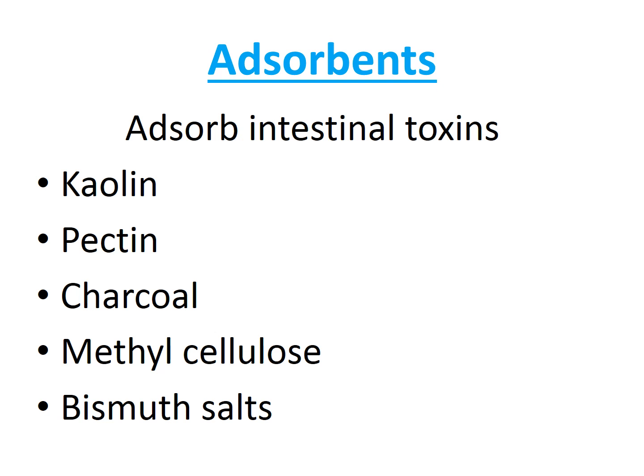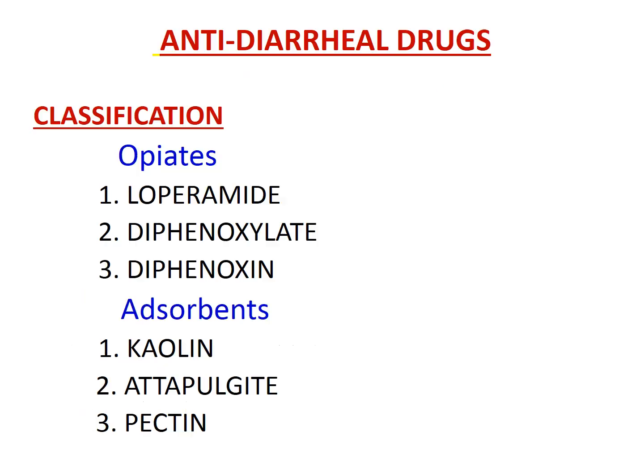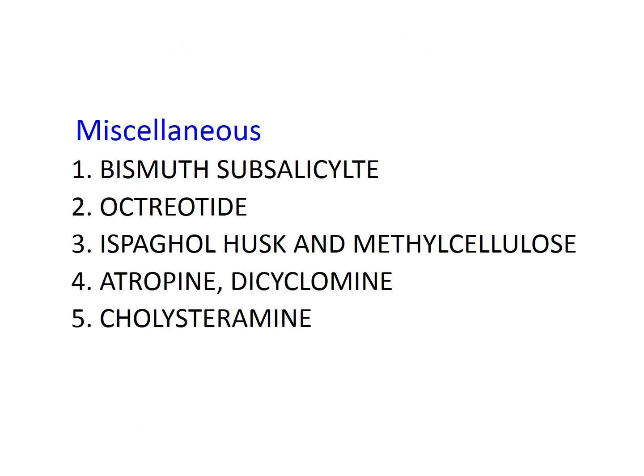Adsorbents that absorb intestinal toxins include kaolin, pectin, charcoal, methyl cellulose, and bismuth salts. The classification of antidiarrheal drugs includes opioids, for example loperamide, diphenoxylate, and diphenoxin. They include adsorbents, for example kaolin and pectin, and miscellaneous, for example bismuth subsalicylate, octreotide, ispaghula husk and methyl cellulose, atropine, dicyclomine, and cholestyramine.